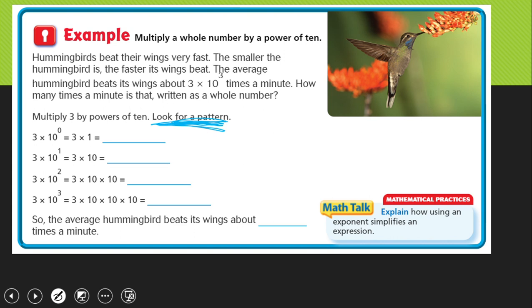So 3 times 1 equals 3. Good. Now, 3 times 10 to the first power. 10 to the first power just means a single 10. So 3 times 10, easy, good, 30.